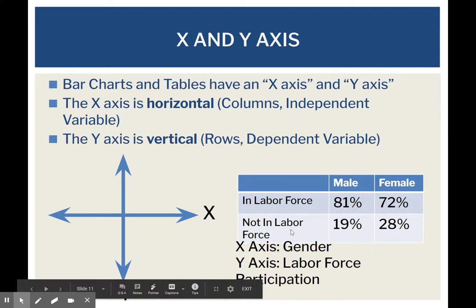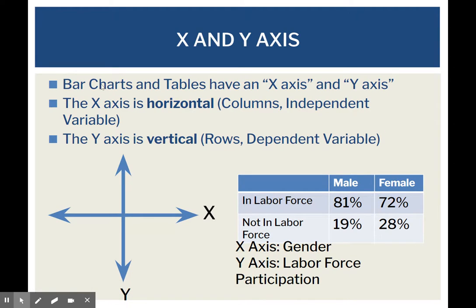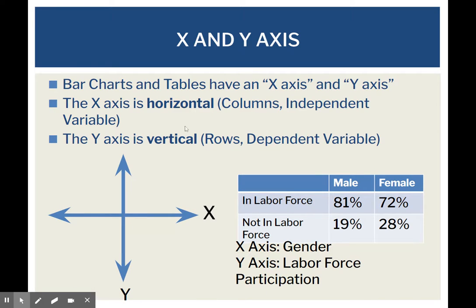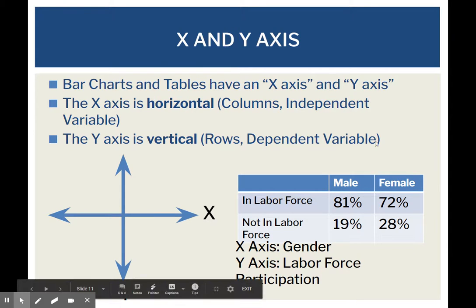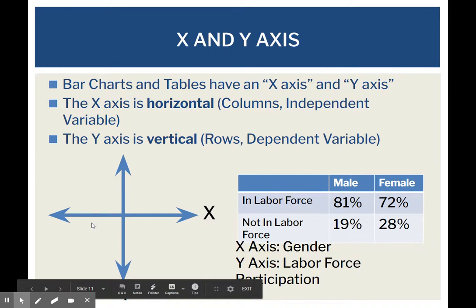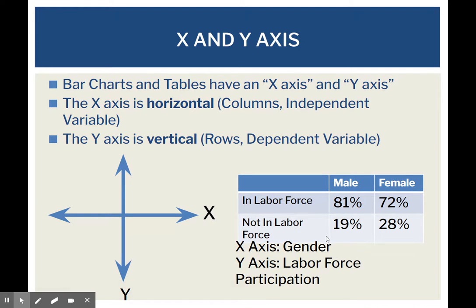Again, a sort of review of your X and Y axis. So bar charts and bar tables are going to have an X axis and a Y axis. The X axis is horizontal. These are going to be like your columns, your male, your female, and your independent variable. It's also going to be the ones that are typically not numerical. So then our y-axis is up and down, not back and forth, up and down. Our y-axis is vertical. This is going to have the information on the rows, and this is going to be the dependent variable.